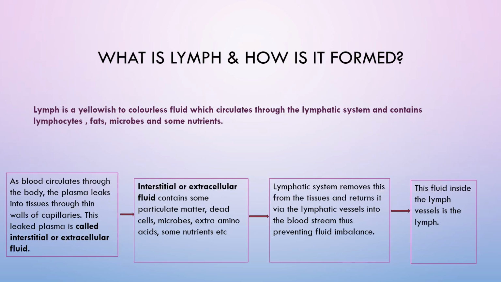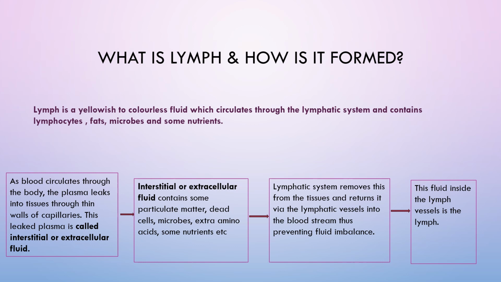So now let's understand what is lymph and how is it formed. Lymph is a yellowish to colorless fluid which is very similar to plasma, and it flows through the lymphatic system. It contains lymphocytes, fats, microbes, dead cell parts, and some nutrients. Now, how is it formed?